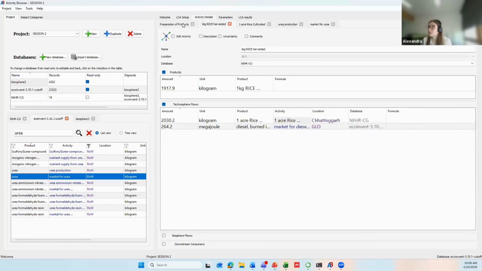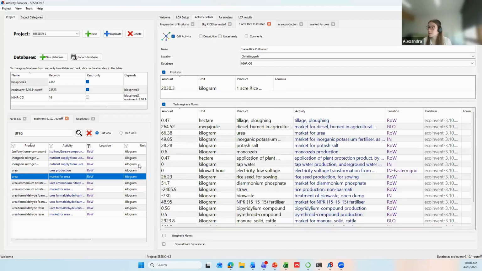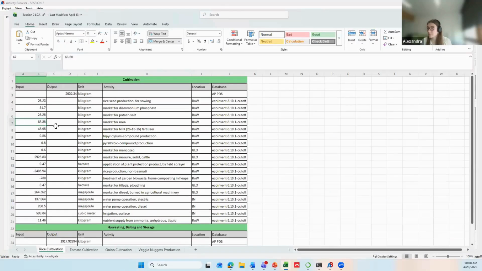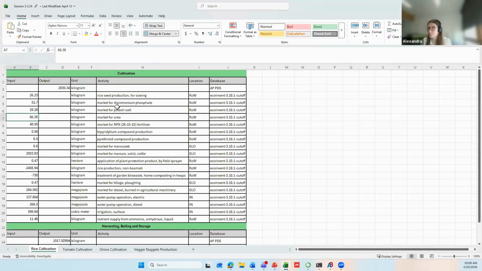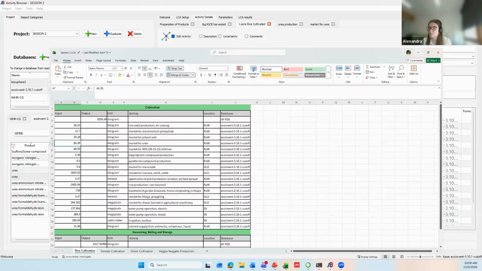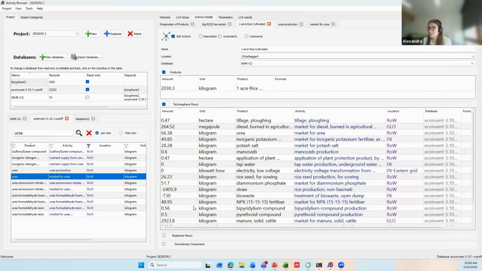So we're looking at 1 acre of rice. We've decided we're going to go with urea, market for urea. We know the unit matches our LCI. Where's urea? Market for urea, kilogram, perfect. And for kilogram here it says 66.38. So we would just drag it.